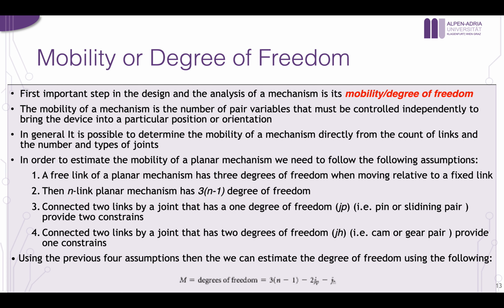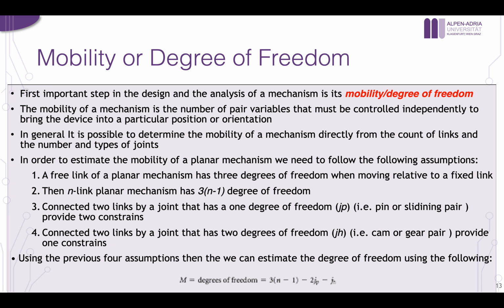Okay, so now we come to a very simple but very important terminology, and also topic, in robotics. We're talking now about mobility, or degree of freedom. It's basically one of the things that you would hear a lot about when you discuss robots, or when, for example, you want to buy a robot, or you are watching a lecture or presentation about robots. Basically, you would hear a lot about mobility or degree of freedom.